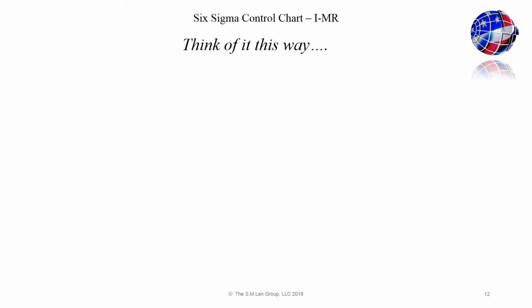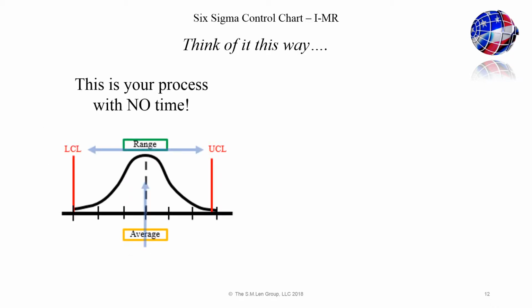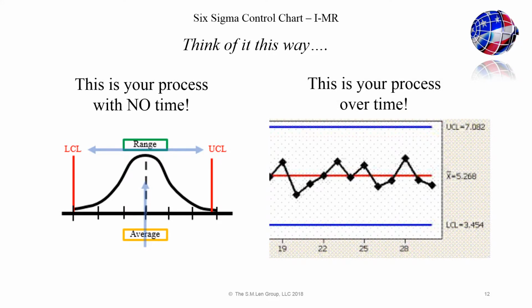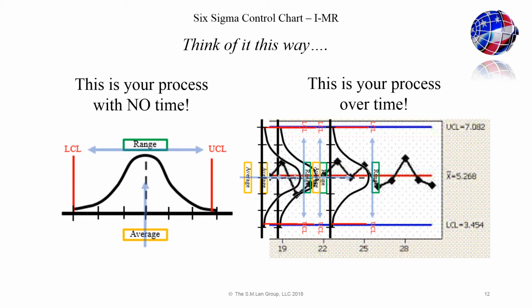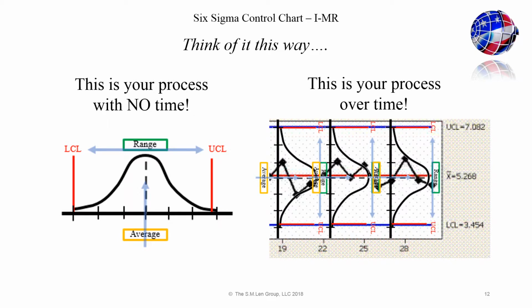So think of it this way. This is your process with no time. This is your process over time. All right? So just think of it as a standard distribution curve, kind of rotated 90 degrees. All right?